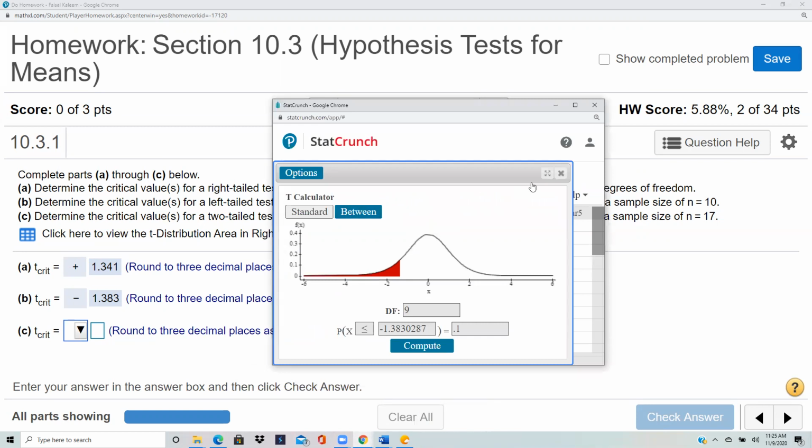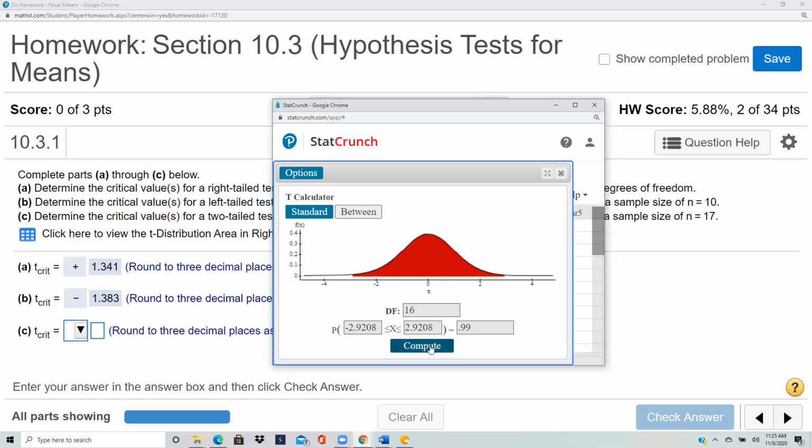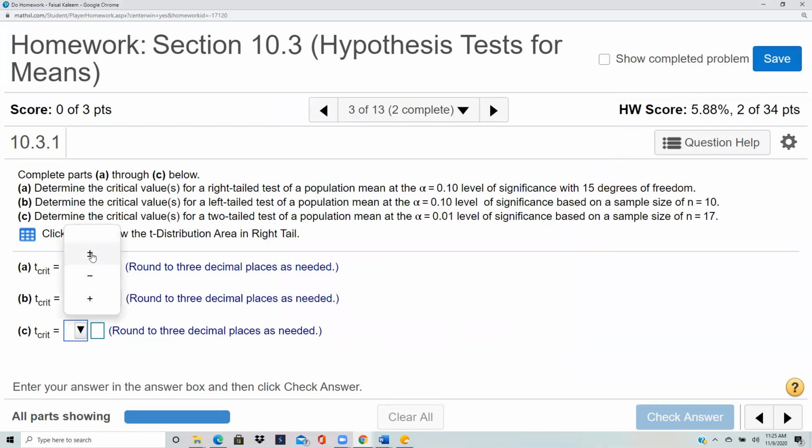So you go to between, you put the area as 0.99. And sample size is 17, so degrees of freedom will be 16. So negative 2.921 and positive 2.921. So plus minus.